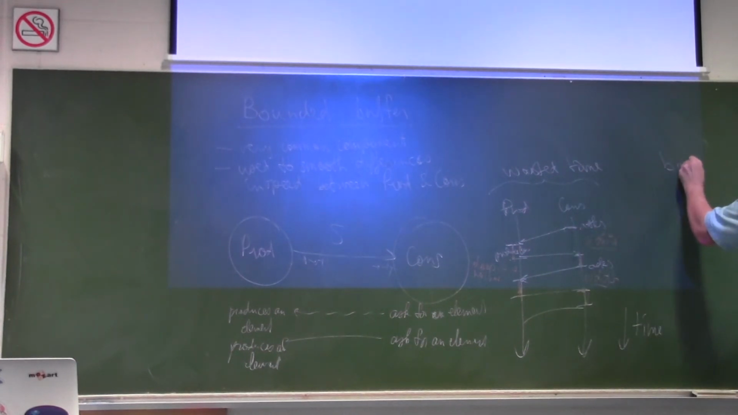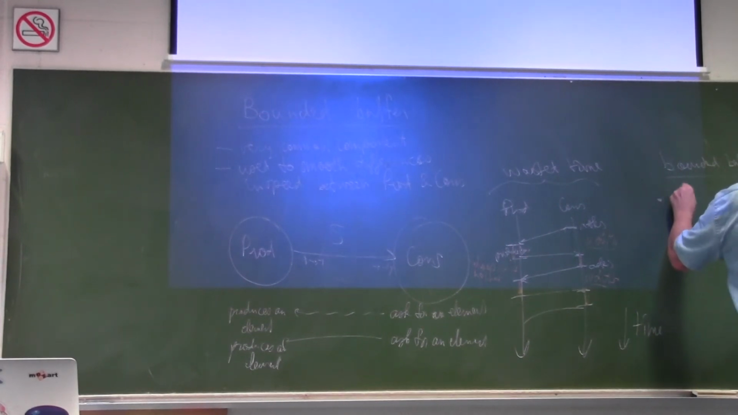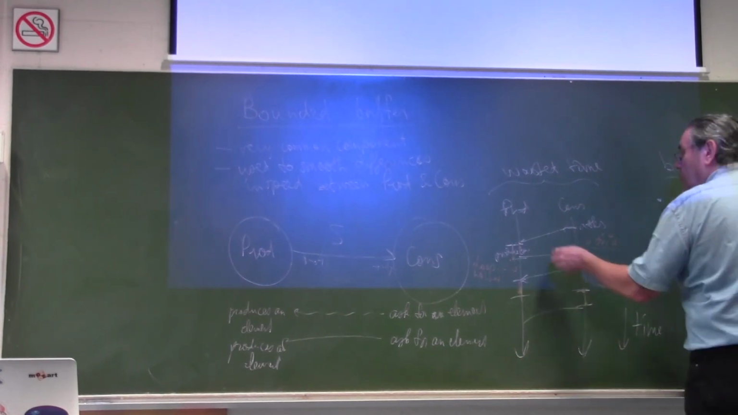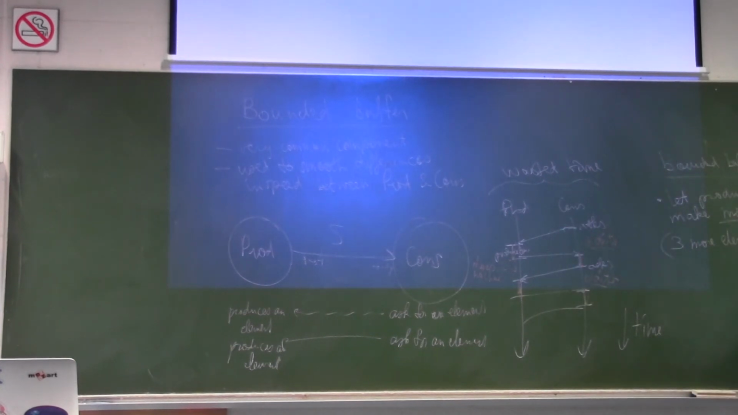So the bounded buffer solution is: let the producer get ahead. Let the producer make more elements than the consumer asks. That means, let's say the producer makes 3 more elements. Okay? That means while the consumer is doing something else, the producer is producing more elements. That means when the consumer asks, the element is already there.